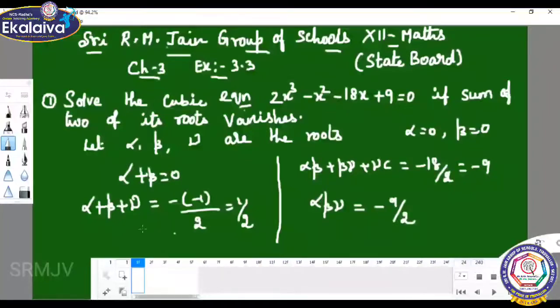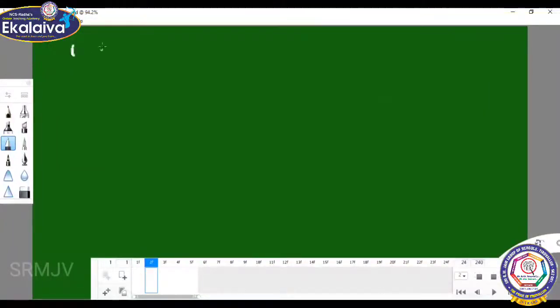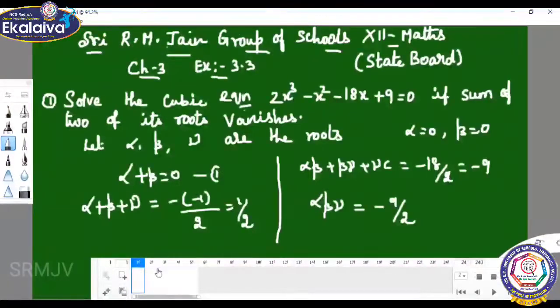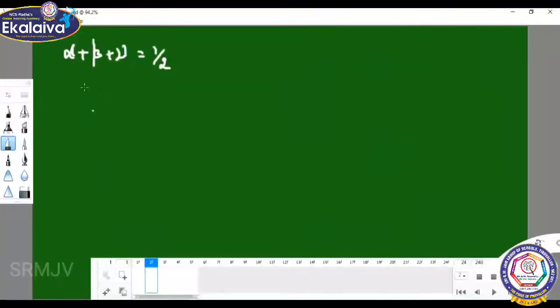See, alpha plus beta plus gamma equal to 1 by 2. What is the value of alpha plus beta? Two roots vanish means alpha plus beta equals 0, take this as 1. So alpha plus beta equal to 0, plus gamma equal to 1 by 2 from 1. So what is the value of gamma? Gamma equal to 1 by 2.